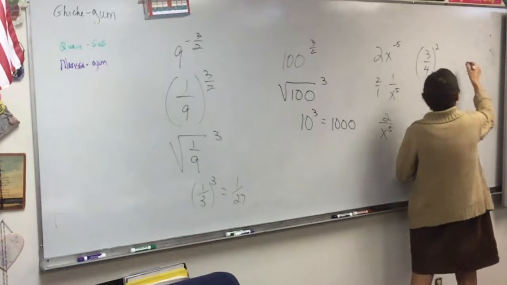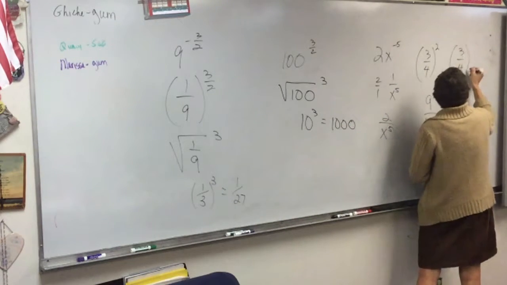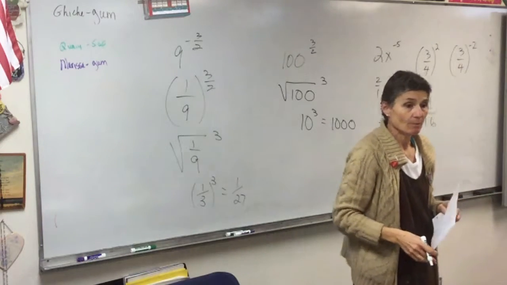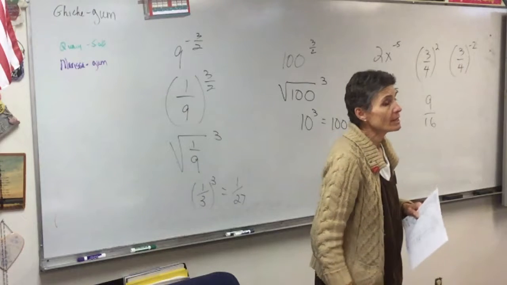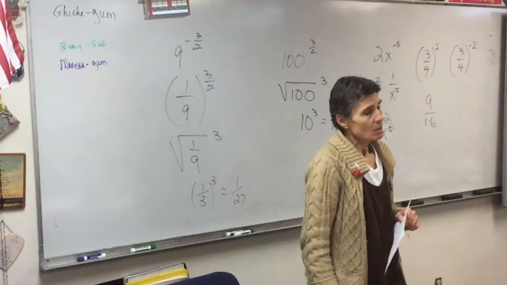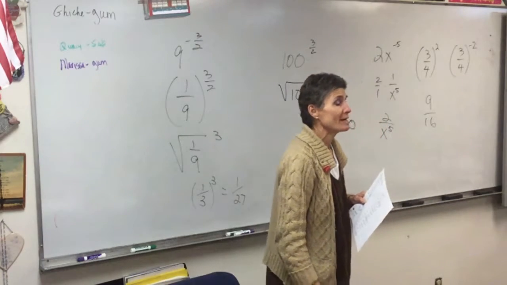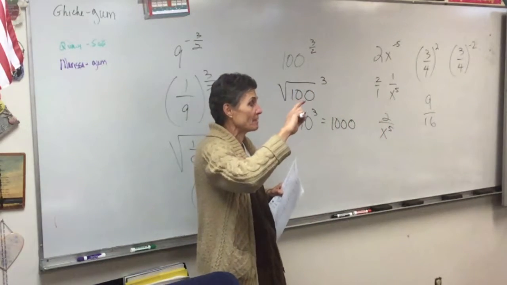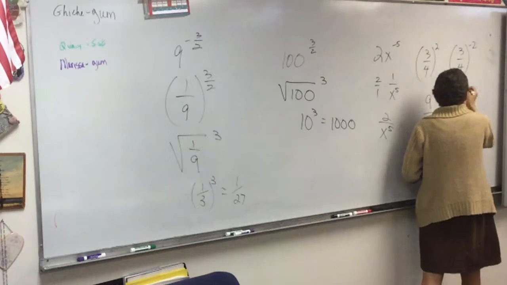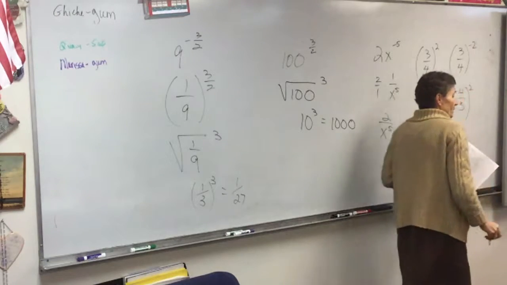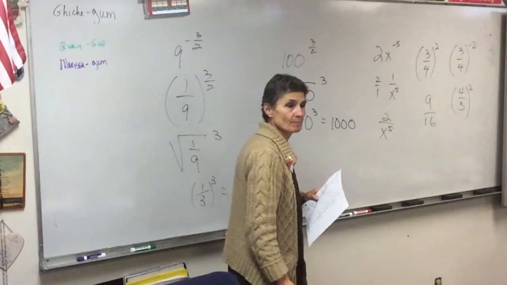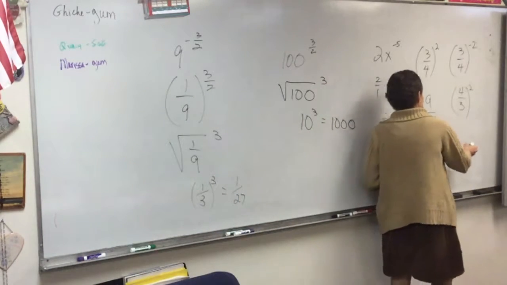Now, 7 is 3/4 to the negative 2nd. We're doing problem 7 now. Are you paying attention? When we have 3/4 to a negative power, what happens? It flips. So it becomes 4/3 to the 2nd. What's 4/3 to the 2nd? 16.